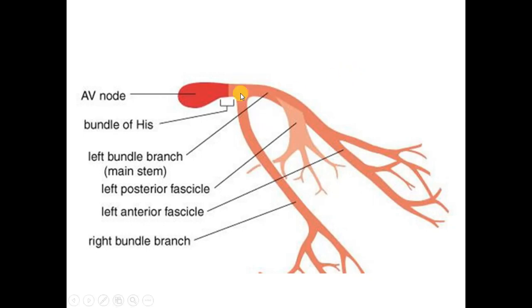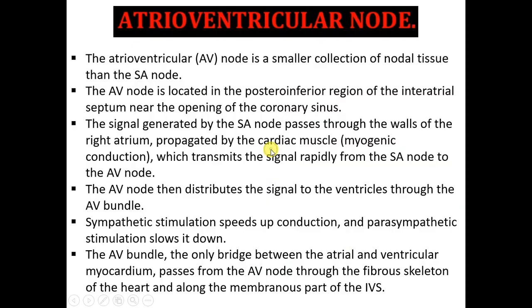So here we see the AV node, then the bundle of His, then the bundle branches, left and right. The left one is bigger than the right one, and then at the end there will be the Purkinje fibers. Now, the atrioventricular node is a smaller collection of nodal tissue than the SA node. It is located in the posterior inferior region of the interatrial septum, near the opening of the coronary sinus.